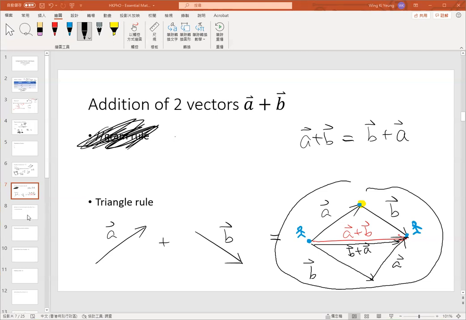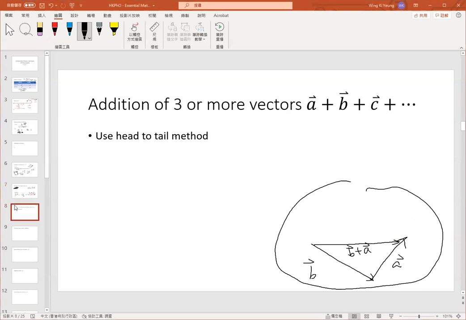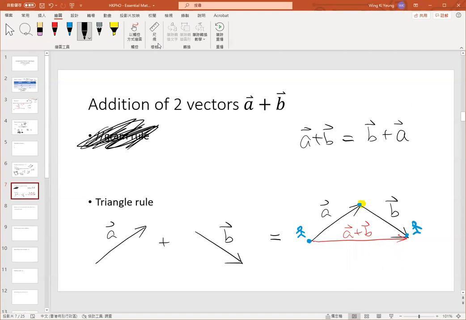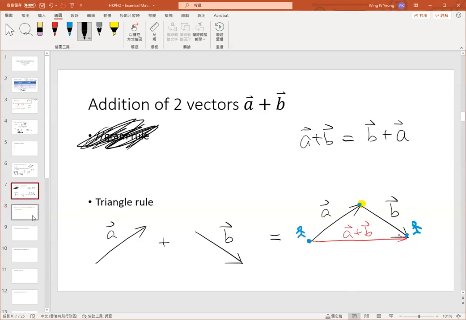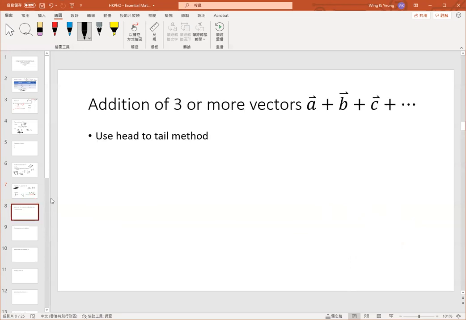Then let's move on. How about if we want to add three or more vectors together? I will still suggest you use the head to tail method, that is the triangle rule. If you are using a parallelogram, it will become very complicated because you need to do the addition of two vectors first, two by two. For the triangle rule or the head to tail method, it doesn't matter how many vectors you need to add. You can do 10, 100 or more.